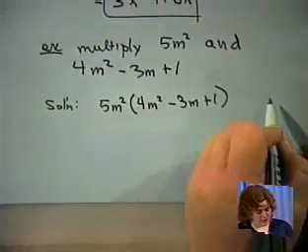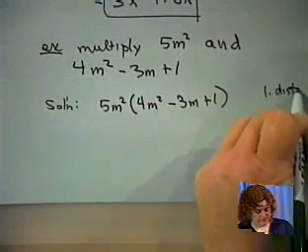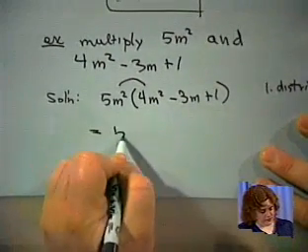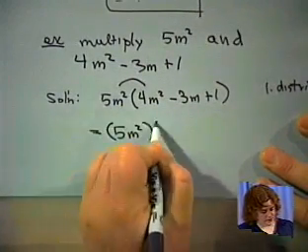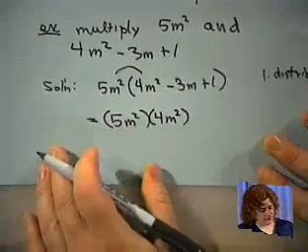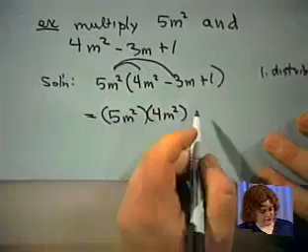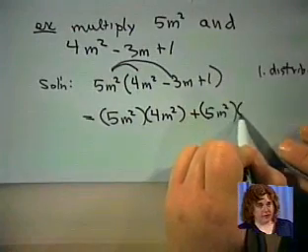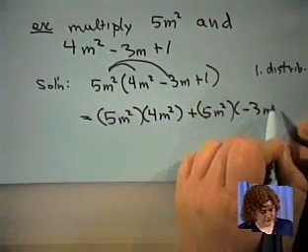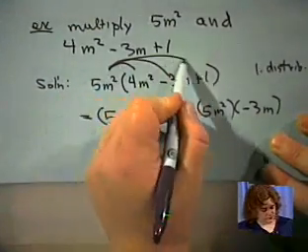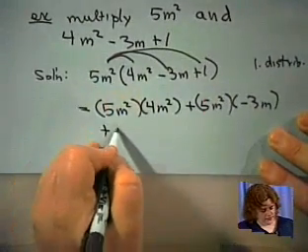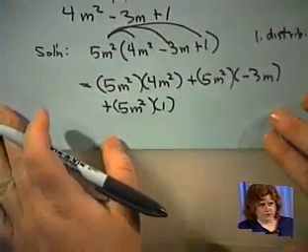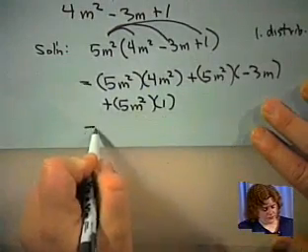And first move, again, is to use the distributive property. So, one at a time, that's going to be 5m squared times 4m squared. That one's done. Now we need to add 5m squared times a negative 3m. And then we need to add 5m squared times 1. You wouldn't necessarily have to write out something like 5m squared times 1, but it can be helpful initially.